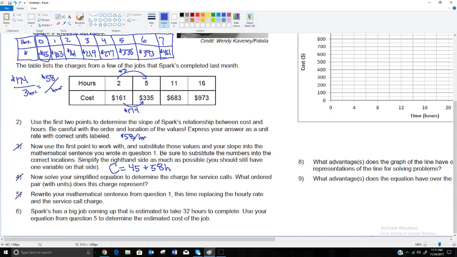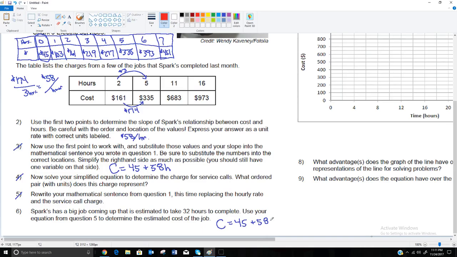So Sparks has a big job coming up that's estimated to take 32 hours to complete. Use your equation. So now I don't want to make that table all the way out to 32, but I've got an equation now that I can use. So the cost is $45 plus $58 times every hour.